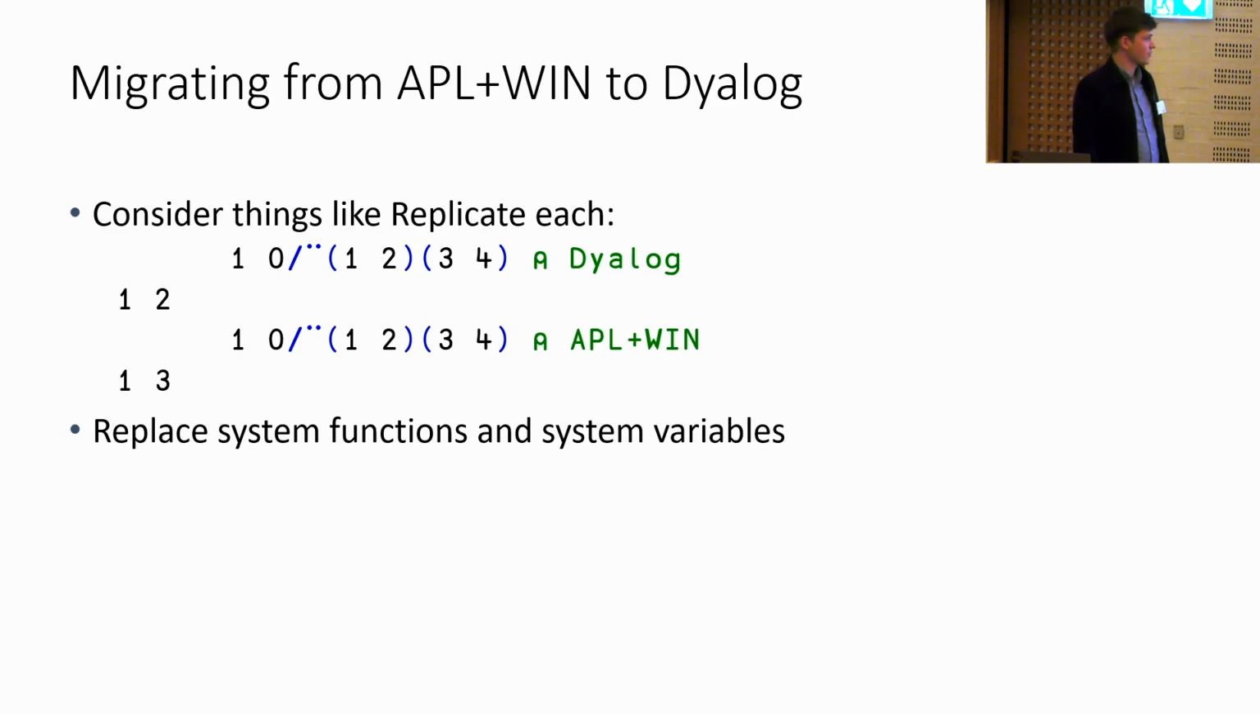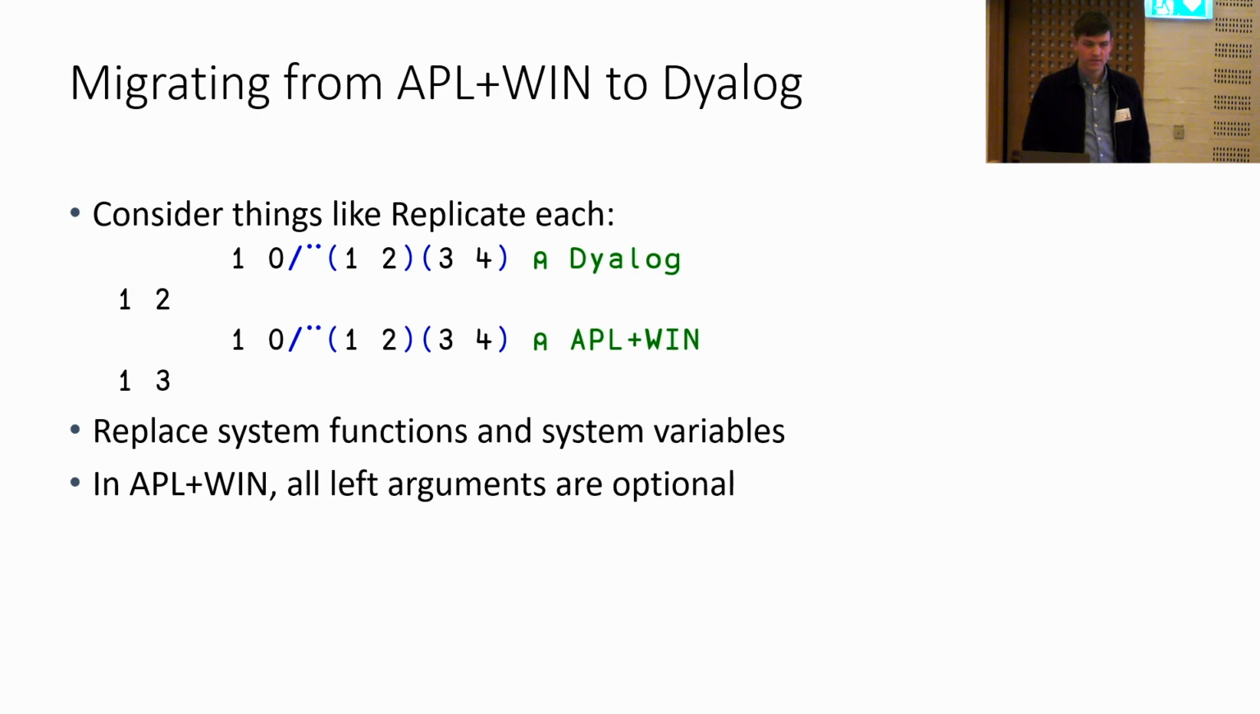Then another thing is, of course, you have to replace several system functions and system variables. And there's this thing which I find a bit odd, that in APL+WIN, by default, all left arguments are optional. And you also have to take care about that. And there are several other things to do.